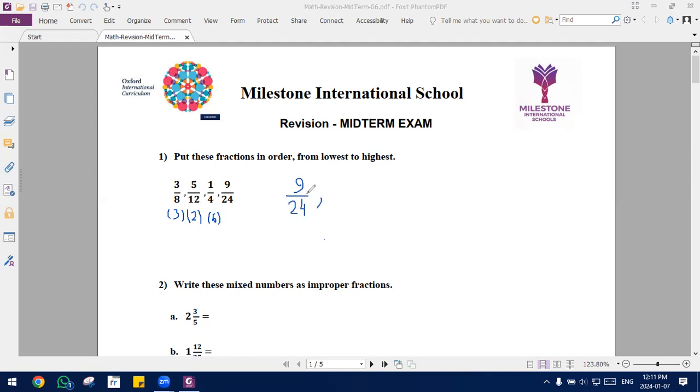Then times by 2. 5 times 2 is 10 over 24. Okay. Then times 6. 6 over 24. And the last one, 9 over 24.